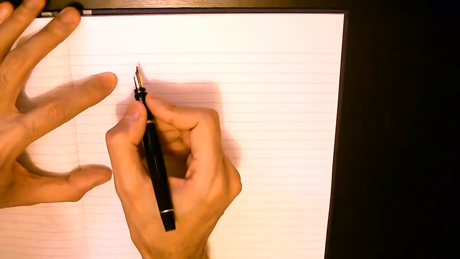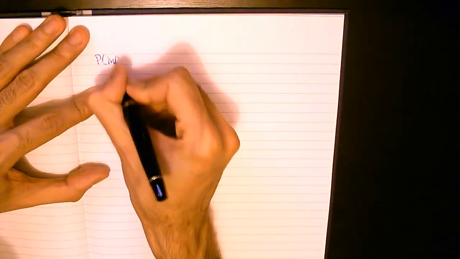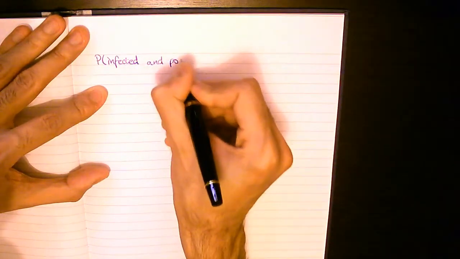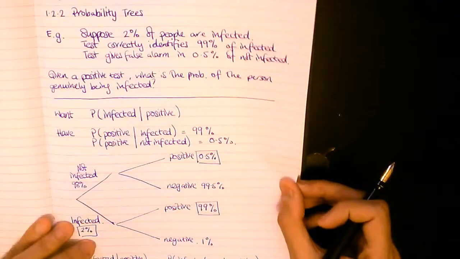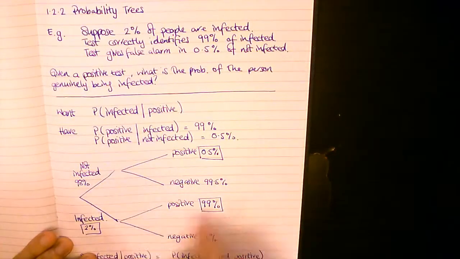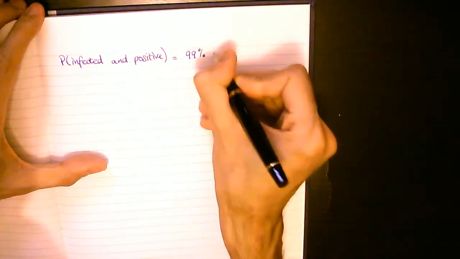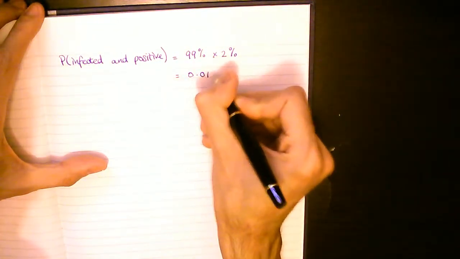So the first thing we want to calculate is the probability of infected and a positive test. We just do exactly what you do from normal probability trees. We want the probability of being positive and infected, so we just multiply across the probability tree. So 99% times 2% gives us straightforwardly 0.0198.